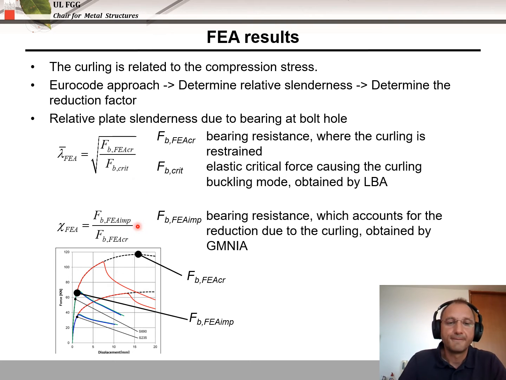The reduction of resistance is a ratio between the bearing resistance, which accounts for the reduction due to the curling obtained by geometrical nonlinear analysis with imperfections, on the curve these are these points, and divided by the bearing resistance where the curling is restrained. So on the curve, this would be this point on the top.